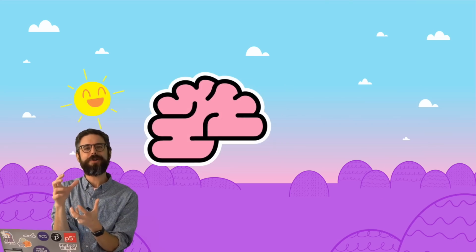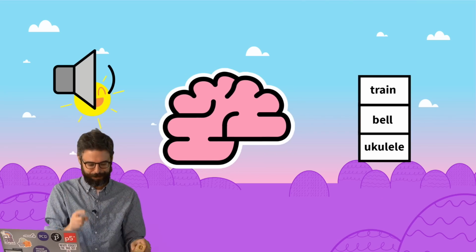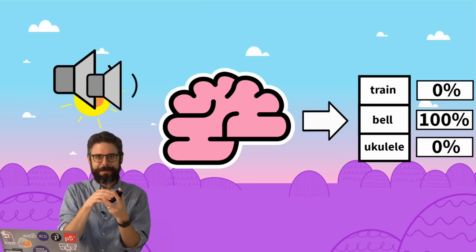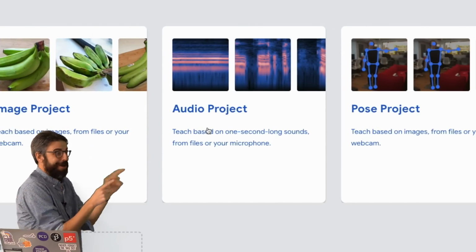So when I make an audio project, I'm going to use that model, remove all of those labels, and put in my own, with my own training, sounds instead of images this time. And my labels will be train whistle, bell, and ukulele. So let's get started and make an audio project.